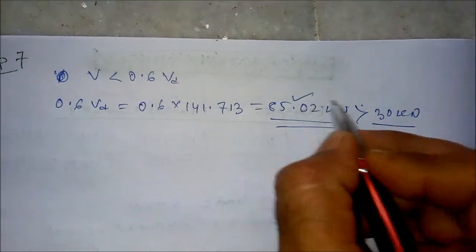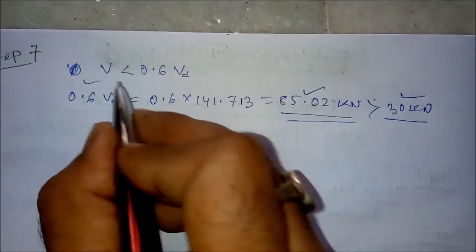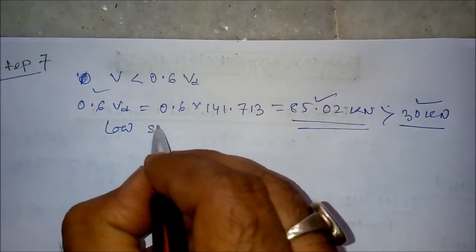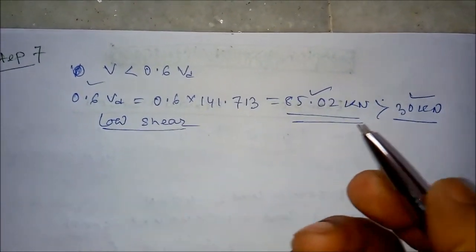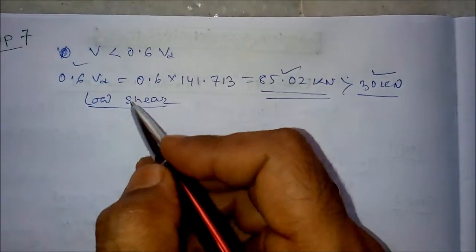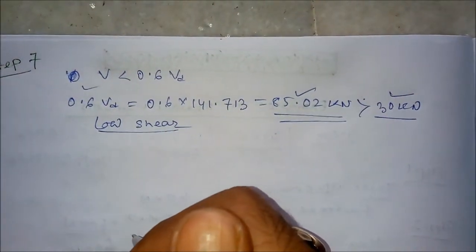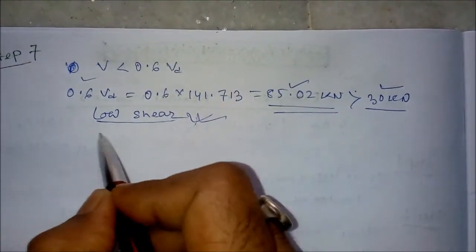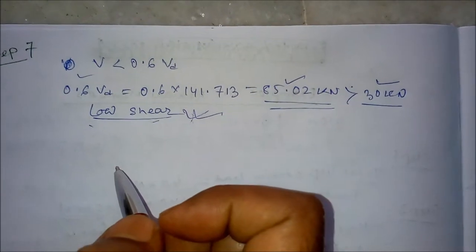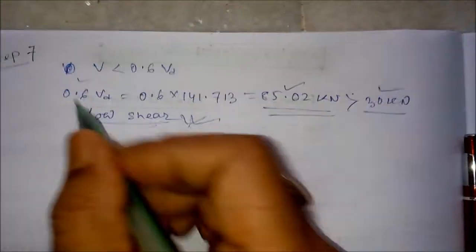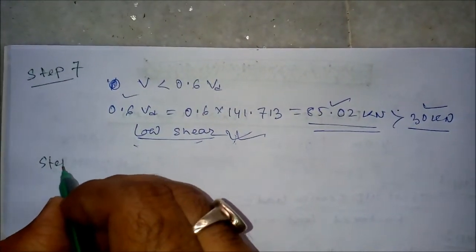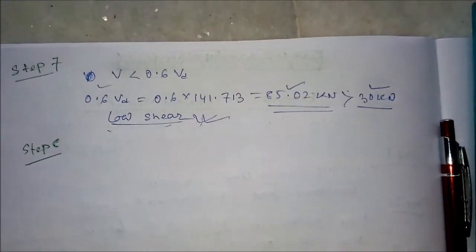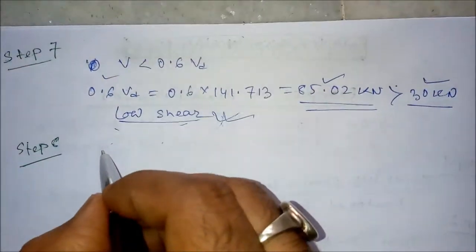So since 0.6 Vd is greater than V, we can say this is a low shear condition. We have to design all the next parts using the formulas for the low shear condition. So in step number 8, we can check the design bending strength.